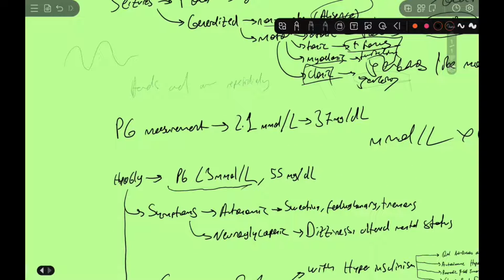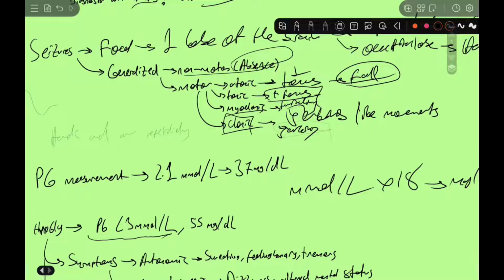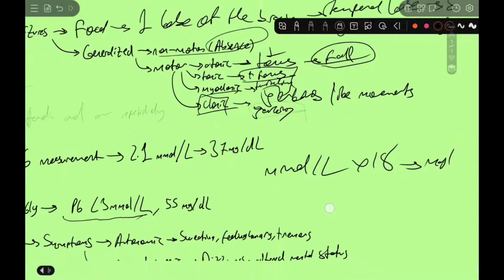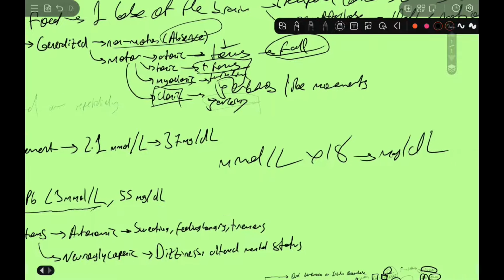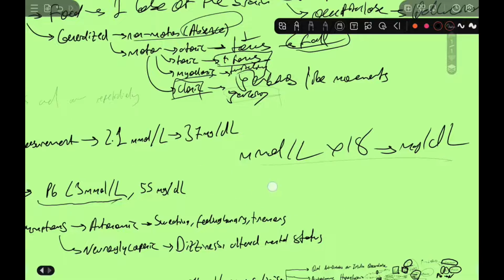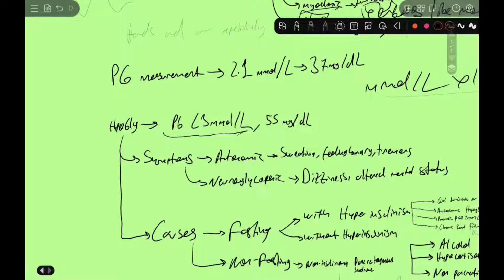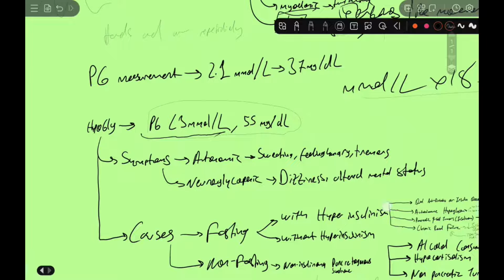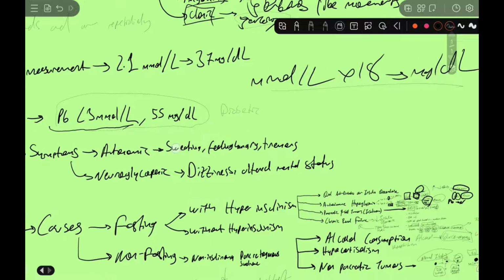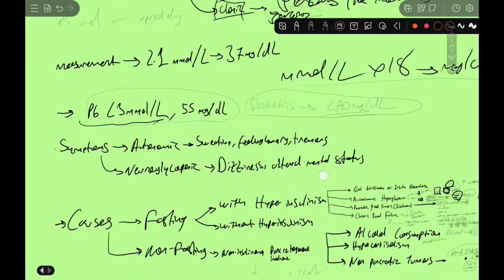Then, back to the patient, we measured her plasma glucose level and it was 2.5 millimole per liter. It is also equal to 37 milligrams per deciliter. If you want to convert millimole per liter to milligram per deciliter, you need to multiply it by 18. To define hypoglycemia, in normal patients we need plasma glucose less than 3 millimole per liter, or less than 55 milligrams per deciliter. In diabetics, it's extra information, but I just want to give it: it's less than 70 milligrams per deciliter. It's not about our case right now.